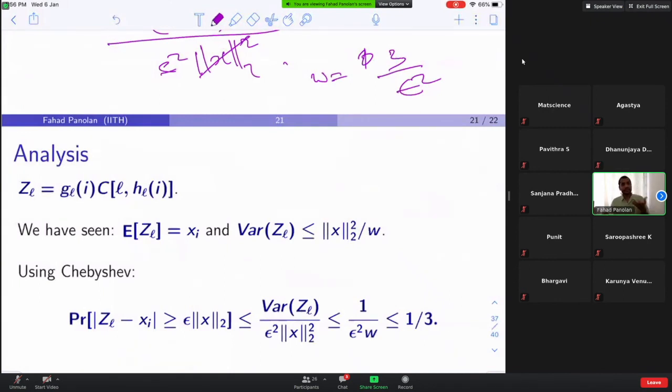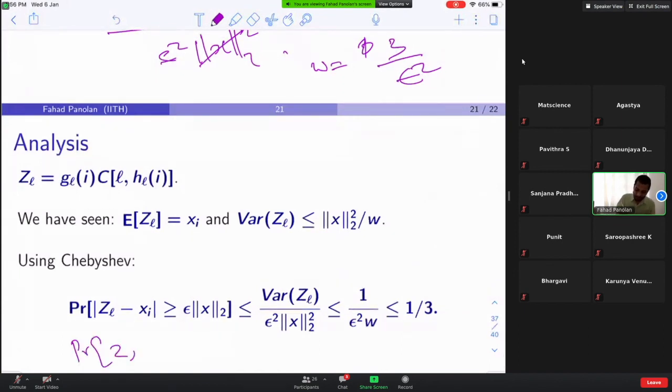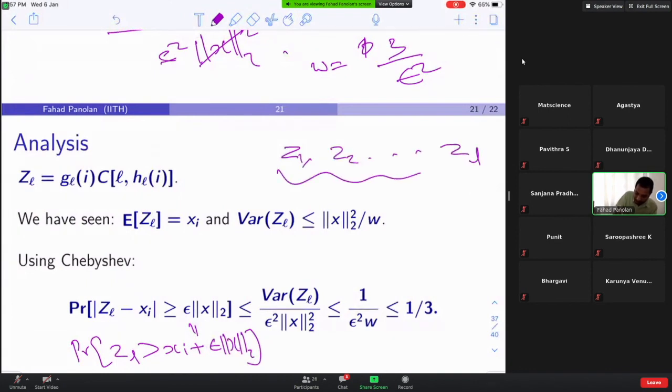of your estimates, which is ZL, that is very close to Xi, or in other words, it is greater than Xi plus epsilon times the L2 norm of X. This is the same as saying the probability that ZL is greater than Xi plus epsilon times ||X||_2. These two are the same, right? And this is 1 by 3. And how many such estimates did you take? You took Z1, Z2, etc. up to ZL, and you took the median of these to be Xi tilde. Correct?